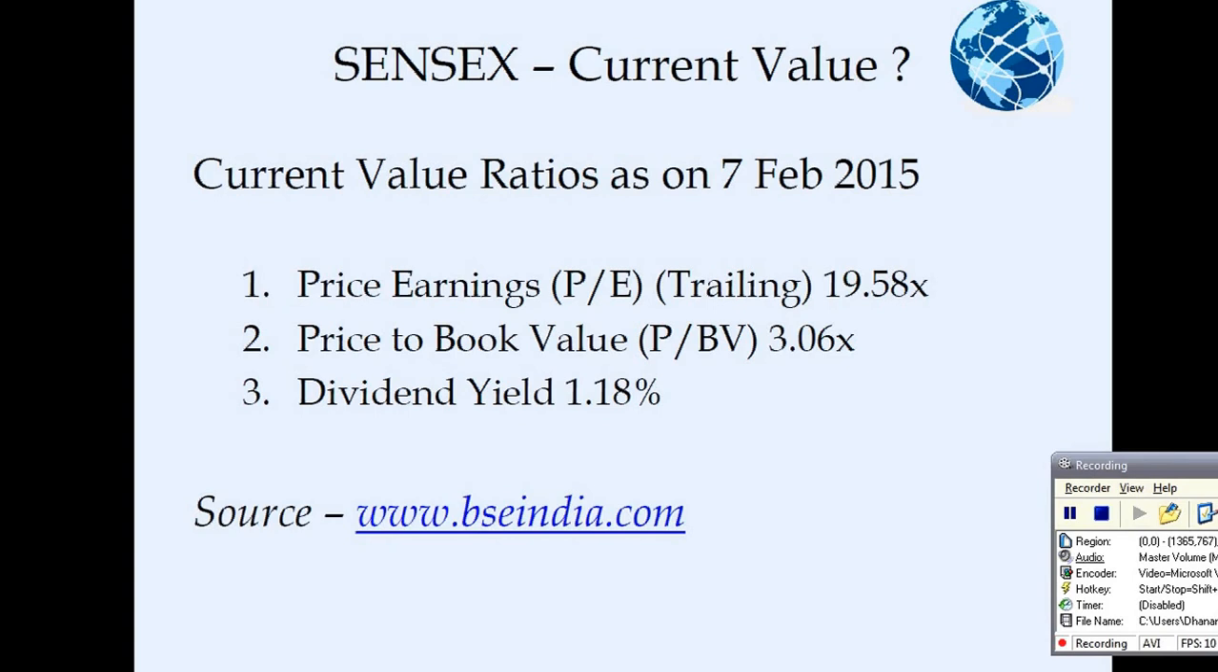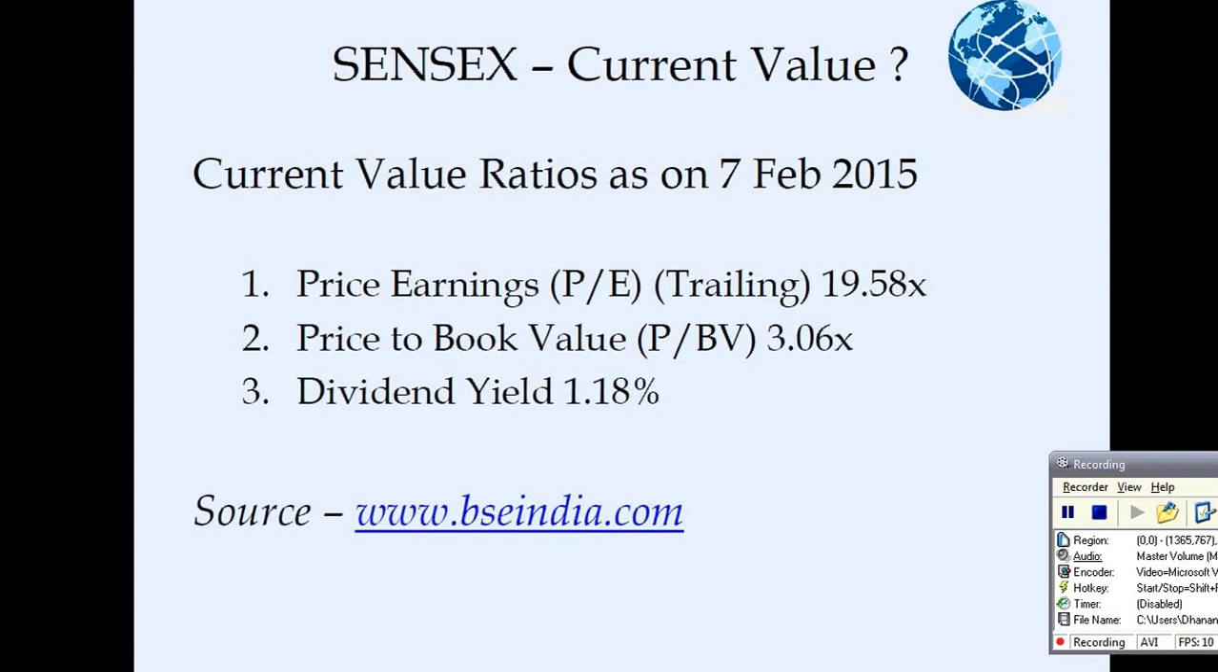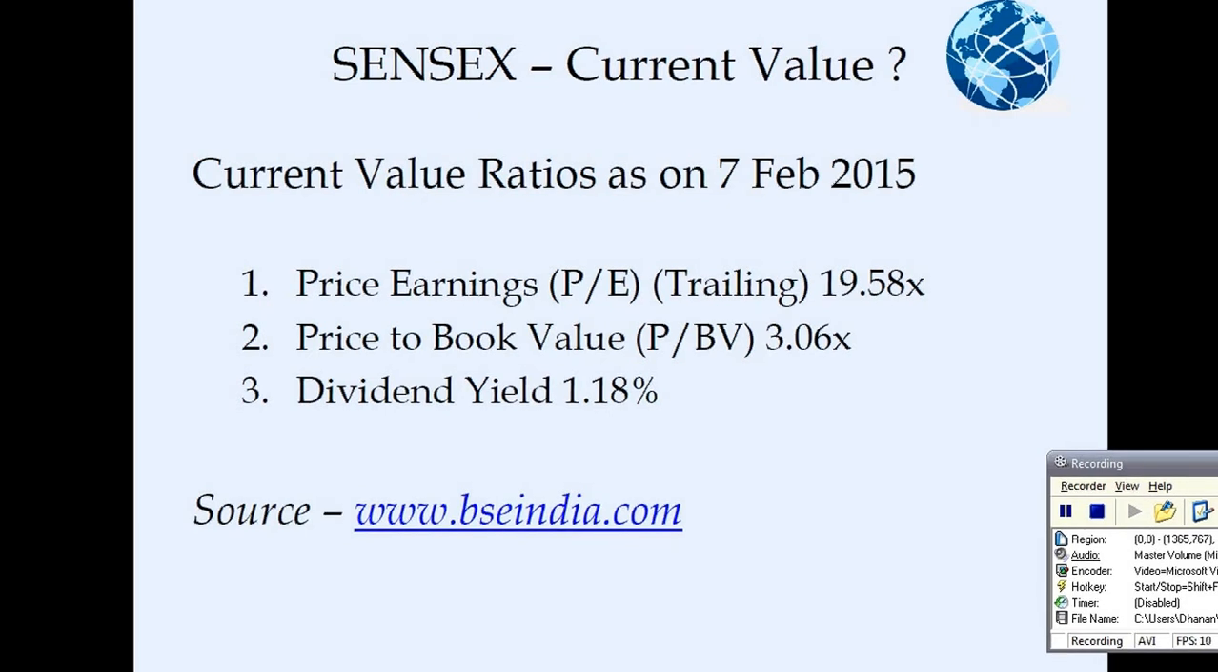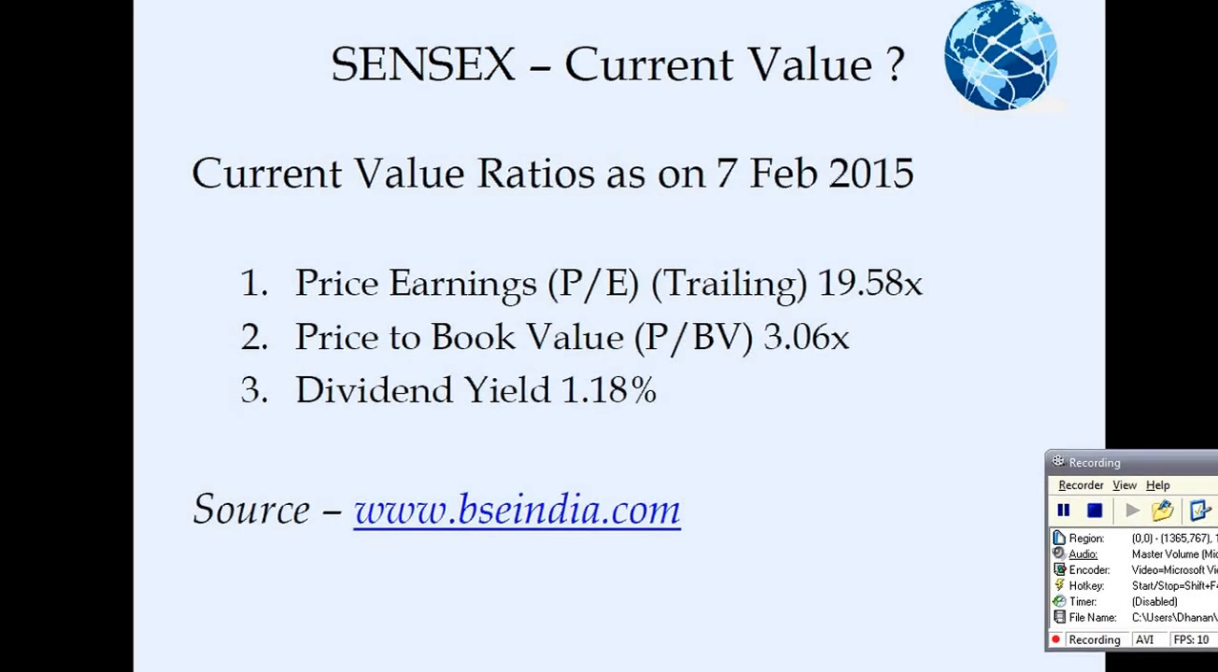And the third ratio is dividend yield. Profit of these companies is sometimes distributed to the shareholders, or the owners of the businesses, as dividend, which may be a part of the profit, or it can be the entire profit. So the dividend yield, out of the earnings paid by these 30 companies to the shareholders, is 1.18%. That is, if they earn 100 rupees, they give cash of 1.18 out of the profit to the shareholders. This is the dividend yield.